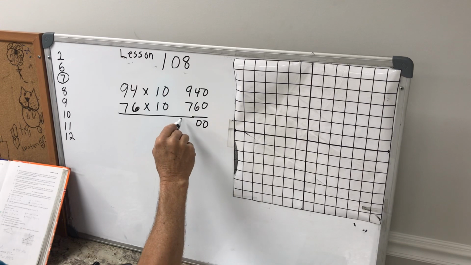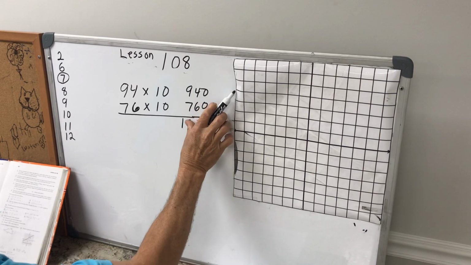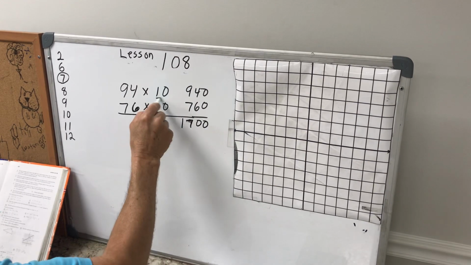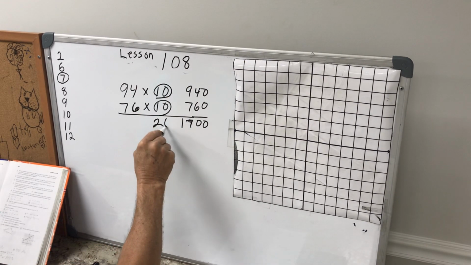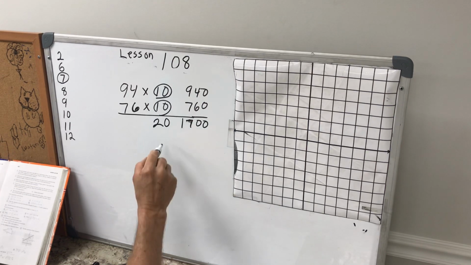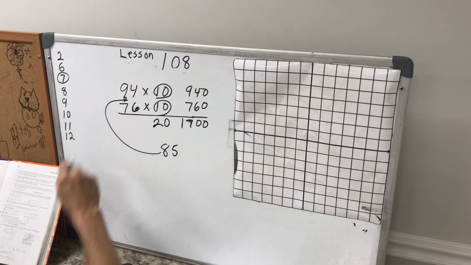Add those, 1700. And there were 10 total. 10 and 10 is 20, so we have 20. 1,700 divided by 20. We want a practical answer now. 1,700 divided by 20 equals 85. Does 85 come somewhere in the middle of this?